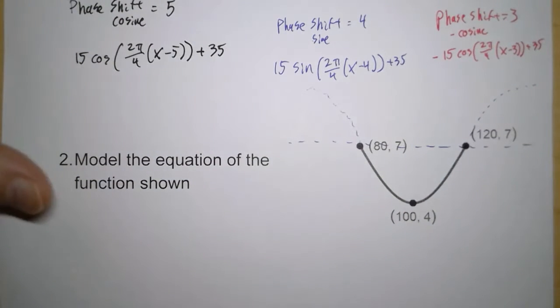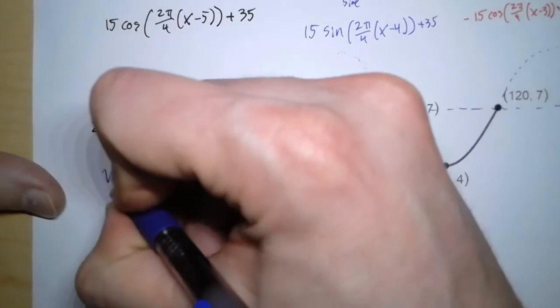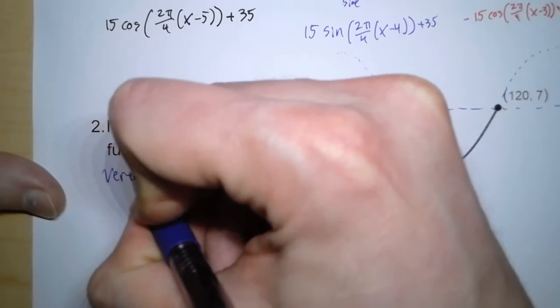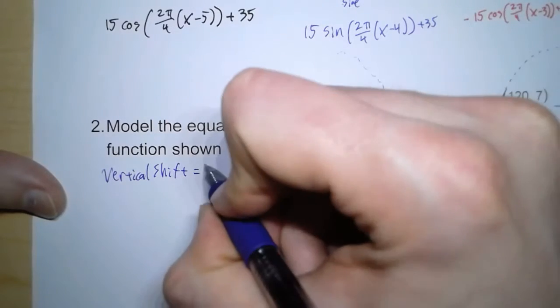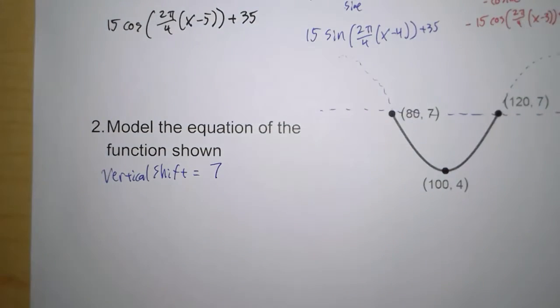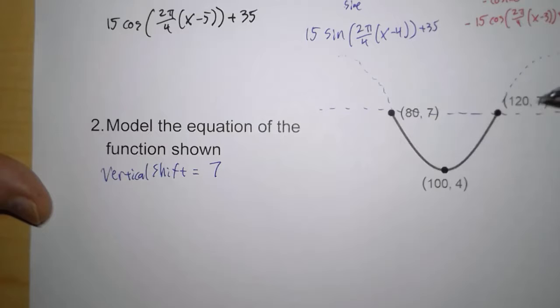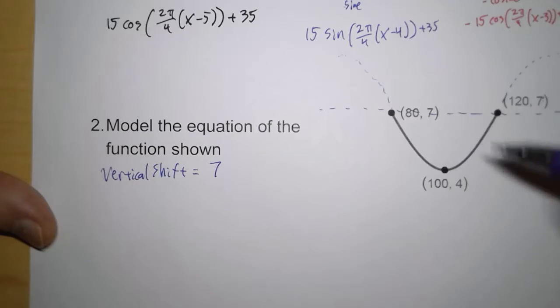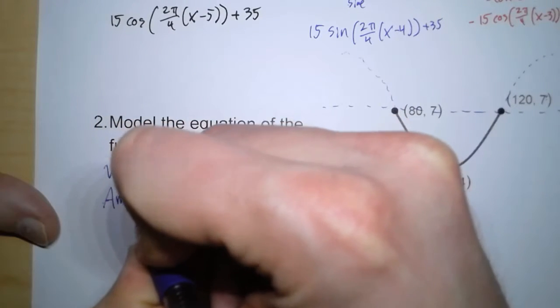So what we have here is the midline. That's our vertical shift. So our vertical shift for number 2 is 7. One thing to keep in mind is you don't have to find the four components in any particular order. There's no one right way to do that. In this case, it's very easy to see that the middle, the vertical shift, is 7. And from 7 to 4, that's our amplitude. That distance is 3.